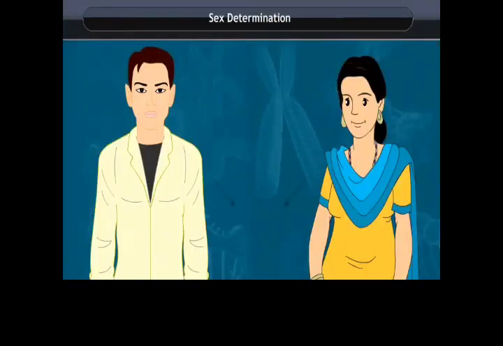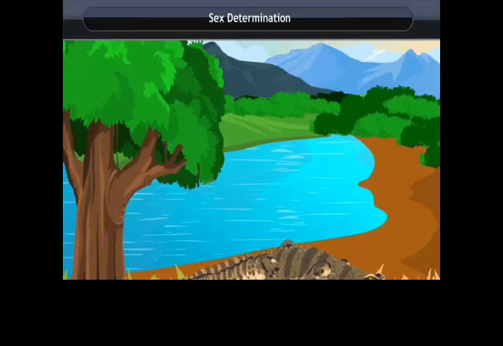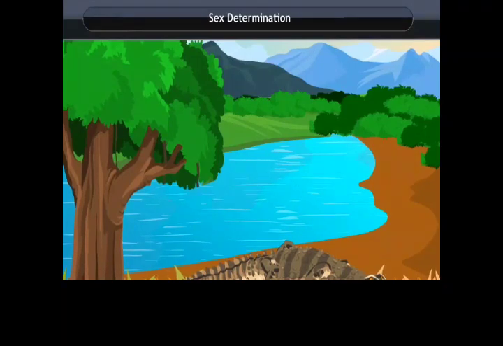Sex determination. How is the sex of a newborn individual determined? There are different criteria of determining the sex. In case of some animals, the temperature at which the fertilized eggs are kept determines whether the embryo developing in the eggs will be male or female.